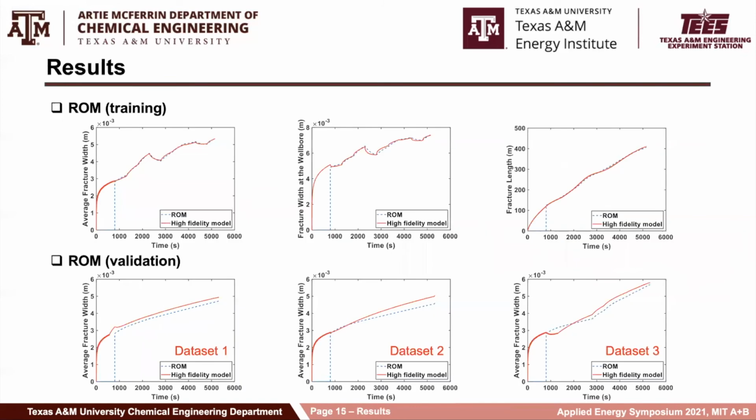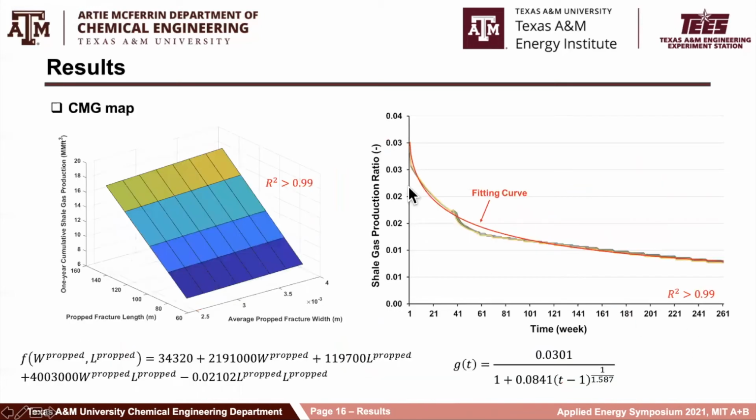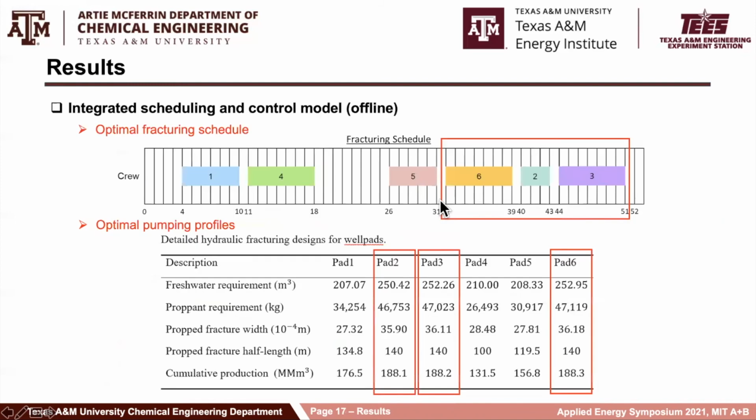To show the performance of the developed reduced order model, 3 different pumping profiles are used for validation. It can be observed that the reduced order model has a reasonable prediction capability with a minor model mismatch. So here are the CMG maps generated based on multiple simulations. The left figure represents the cumulative shale gas production as a function of fracture length and average fracture width. And the right one represents the shale gas production rate over time.